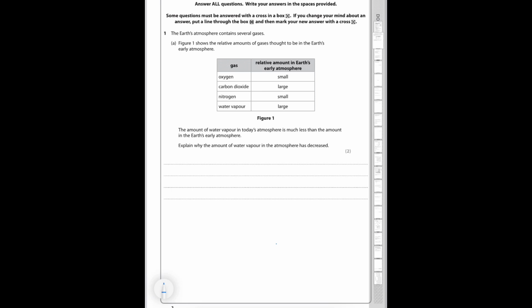So this is because the temperature around the world decreased. Therefore, the water vapour that was in the atmosphere then condensed and formed our oceans.